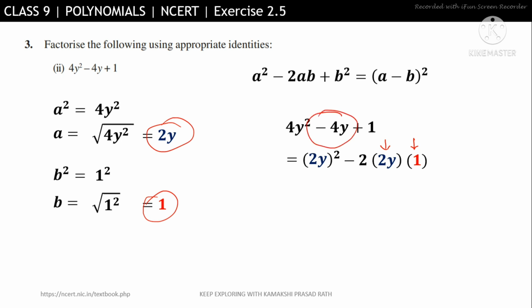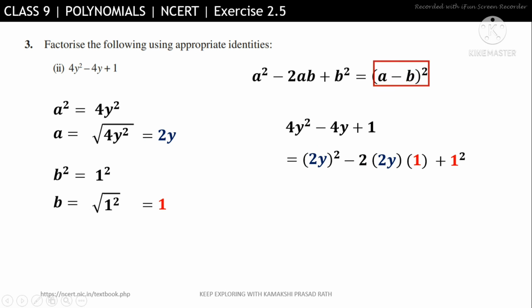How to get minus 4? You can see here minus 2 into 2 we get minus 4, y into 1 is y. Next 1. So 1 is written as 1 squared. Hence we get the formula a squared minus 2ab plus b squared, where a is 2y and b is 1. Hence we can use it now, a minus b whole squared, that is 2y minus 1 whole squared.